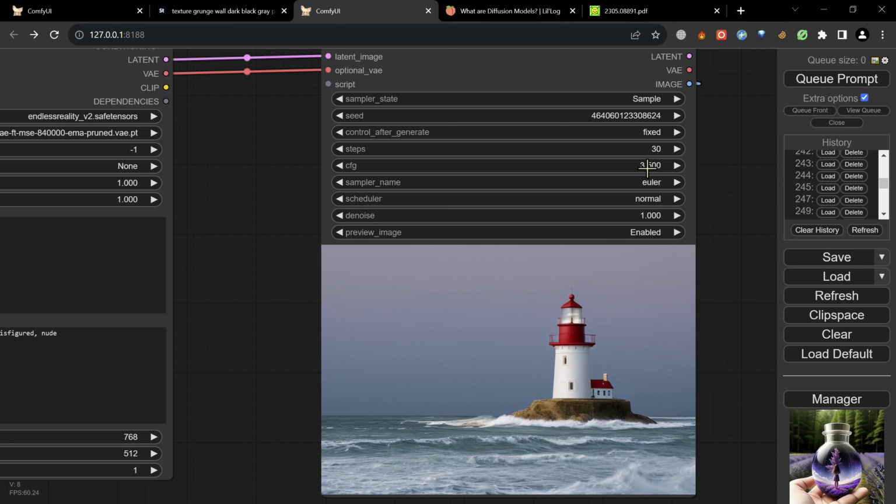What I've done here is reduce the CFG. So I'm keeping everything else the same, but reducing the CFG. If we do that, notice that everything remains relatively good. Nothing bizarre happens just by reducing the CFG to 3.5.